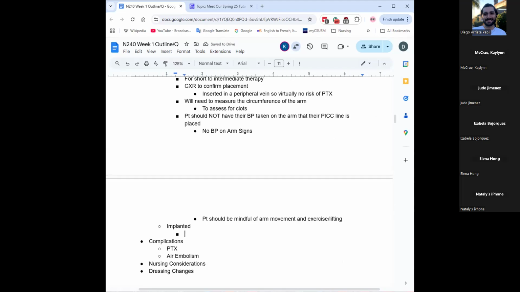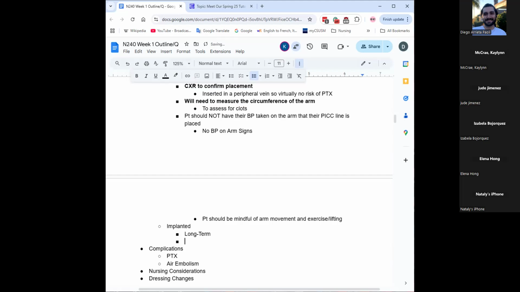So let's talk about the implanted port. Is this one short-term or long-term? This one's very long-term. This is your most long-term one, functional for years. We're talking about years here. You're going to need the Huber needle, also called the non-coring needle.